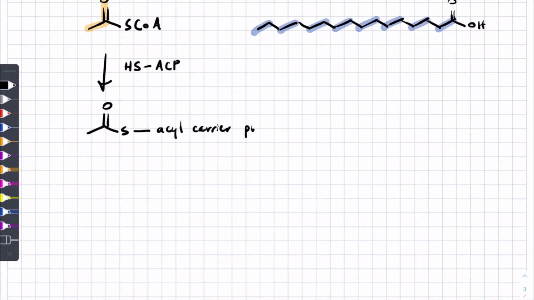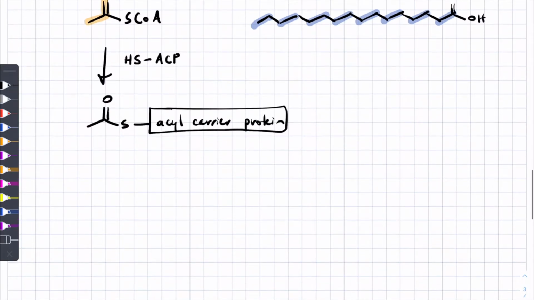And this is like a crane. This acyl carrier protein is this long arm that will deliver this acetyl unit exactly where it needs to go in the fatty acid synthase, which is a multi-enzyme complex. It's kind of cool that nature uses sort of a crane to deliver the right reagent to the right spot.